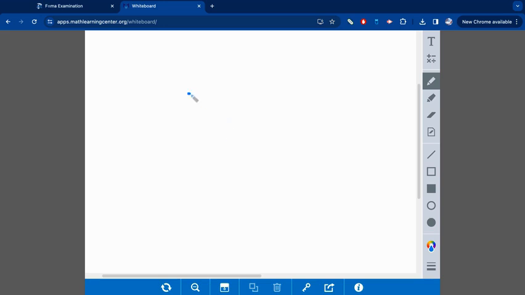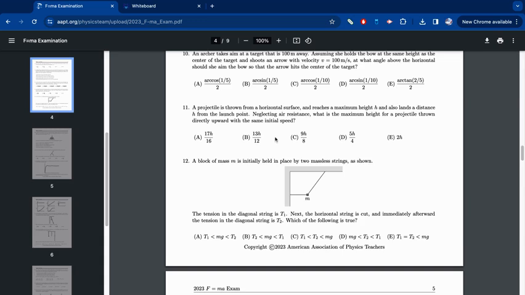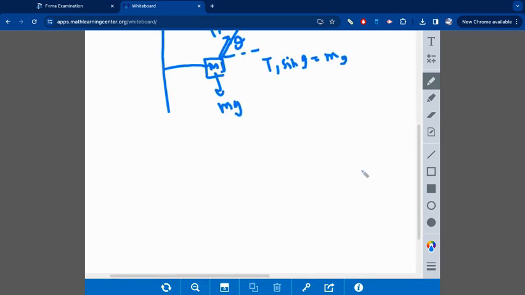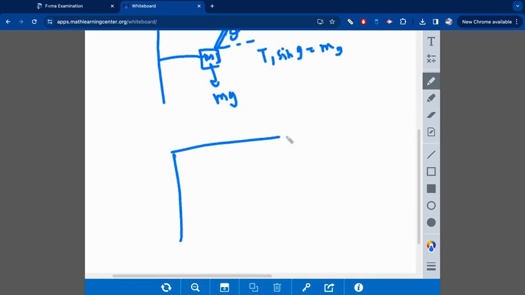So we have this configuration, mass m. Initially there's no vertical acceleration. So you have the weight force, and then you have T1, and this is theta, and you know that T1 sine theta equals mg. So this is the initial configuration.